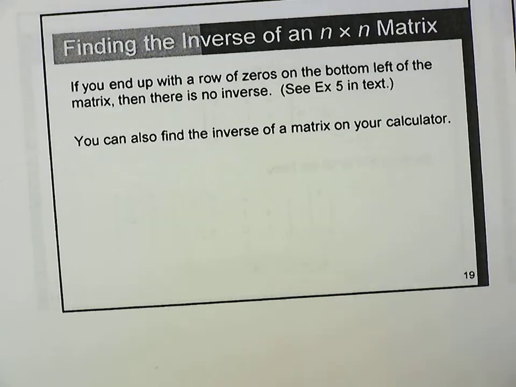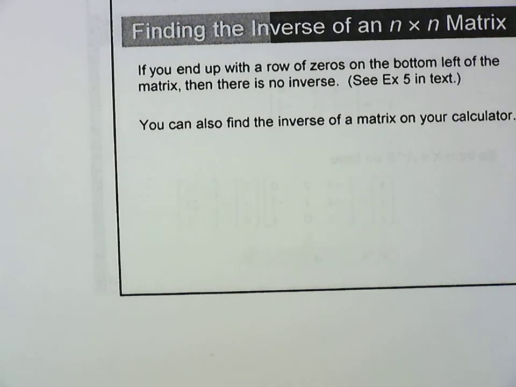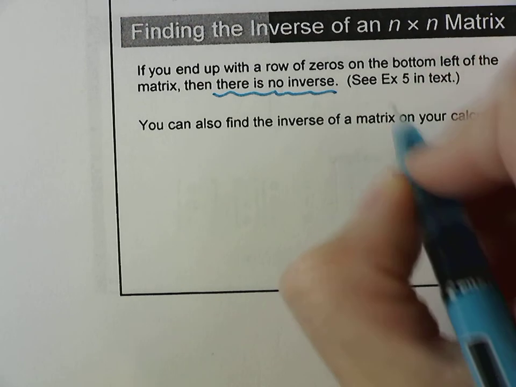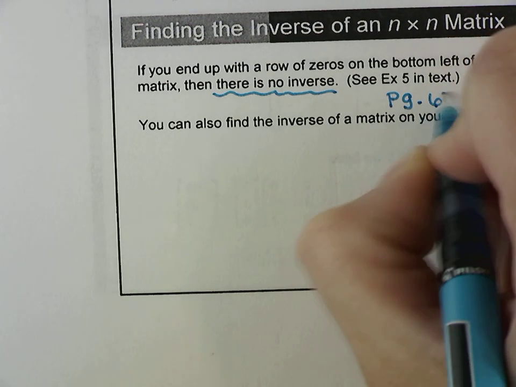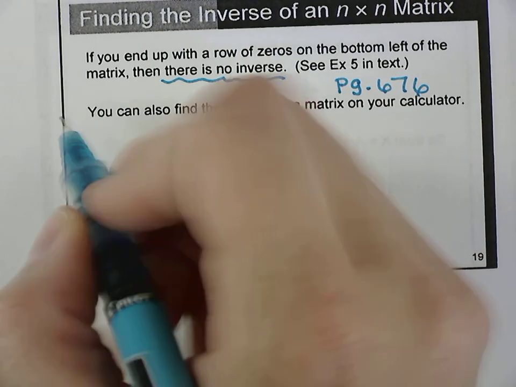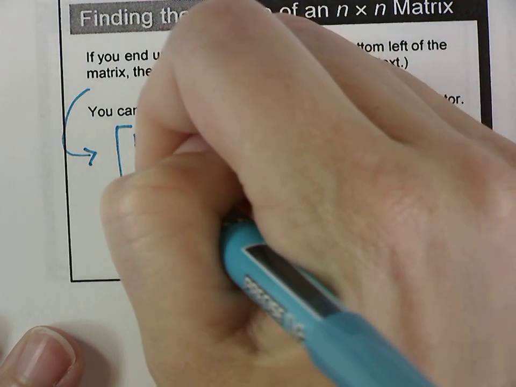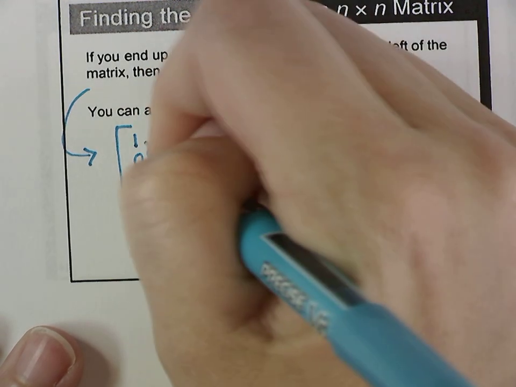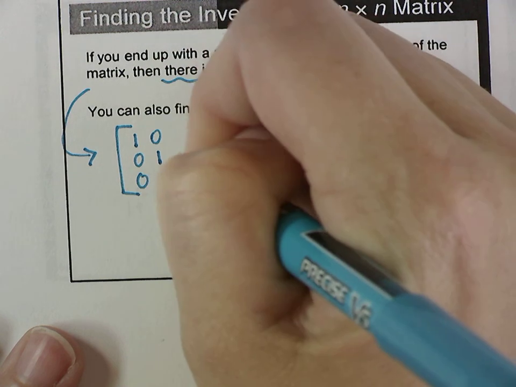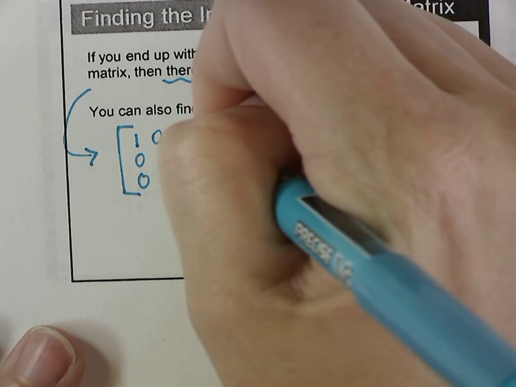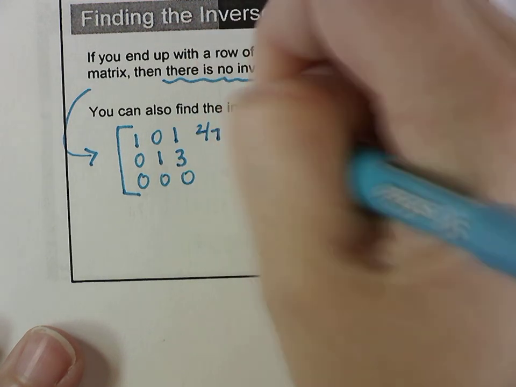Okay, so if you end up with a row of zeros on the bottom left of a matrix, then there is going to be no inverse. So there is an example in the text. It's on page 676. We're actually going to write that out so you can see an example. So if you were trying to find the inverse by converting the left-hand side to the identity, and you did all this work, this is the exact one in the book.